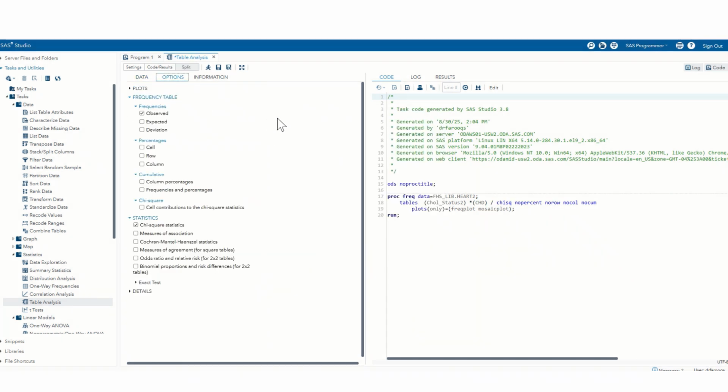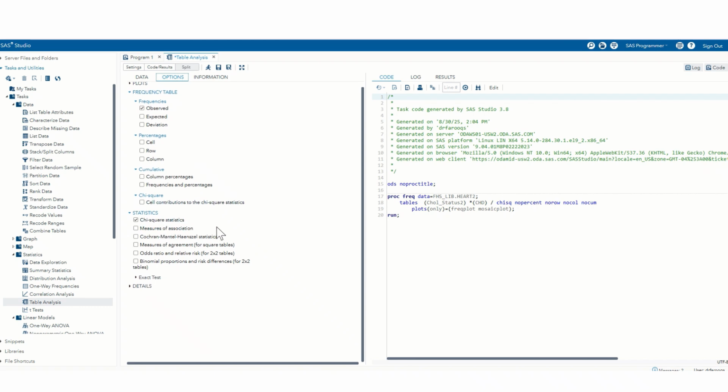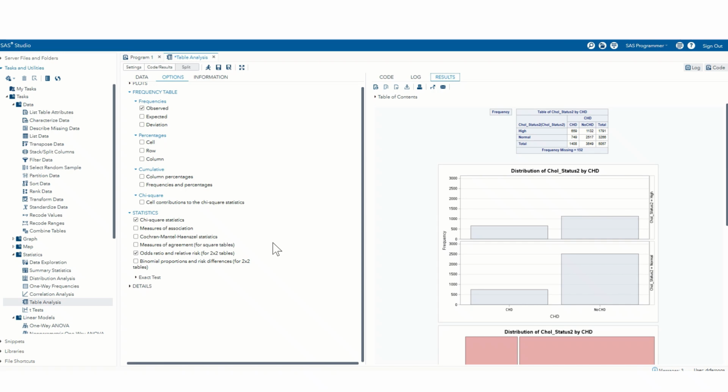And in the options tab, we are going to keep the observed frequency as checked. Chi-square statistic is also checked. We are also going to check the odds ratio and relative risk. And let's submit this code.